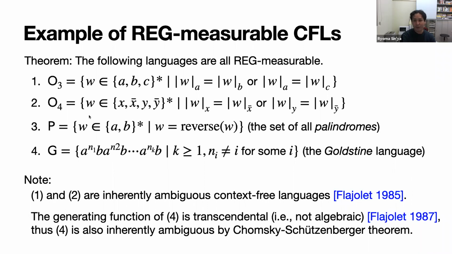And the set of all palindromes is also regular measurable. The proof requires a different idea from the Dyck-like languages, but yes, it is actually regular measurable. And the fourth language, G, sometimes called the Goldstine language, is also regular measurable. This has the special property that the generating function of the Goldstine language is non-algebraic, so it is also inherently ambiguous by the classical Chomsky-Schützenberger theorem.